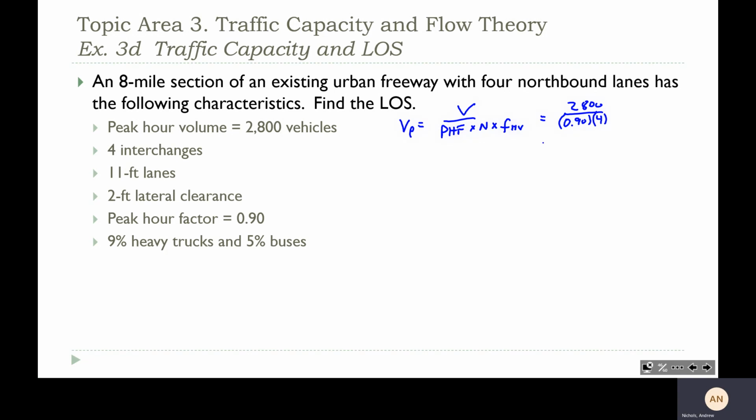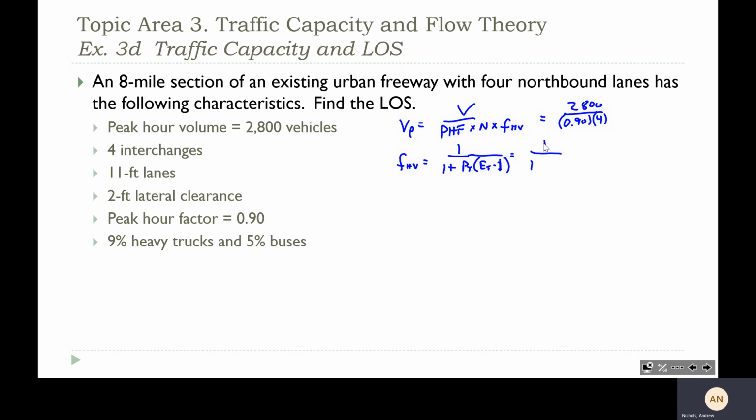And then we need FHV. We have an equation for FHV, which is 1 over 1 plus PT times (ET minus 1). If you're looking on that page, PT is the proportion of single unit trucks and tractor trailers in the traffic stream. And then we have a table there to look up the corresponding value of ET. So it should be a 1 in the parenthesis.